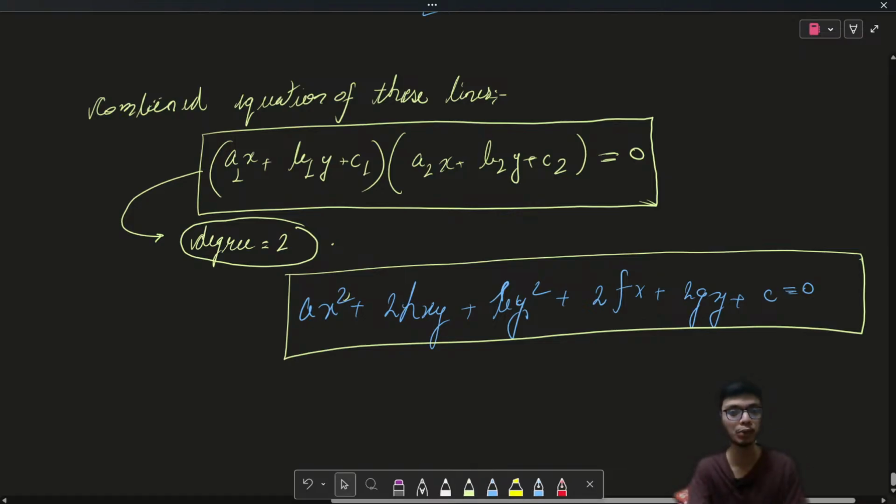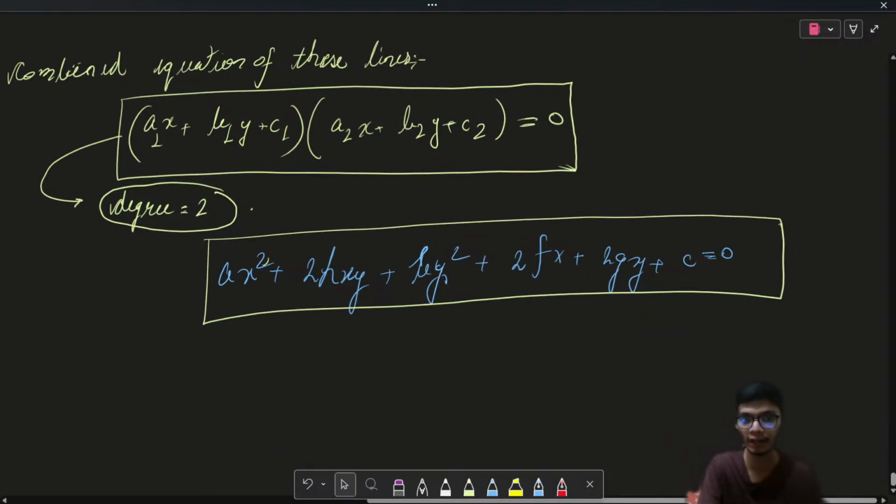2f and 2g, and similarly 2h, right? Now I will explain this particular thing once we move forward, and you will see that this is quite an interesting way to write the equation of the line, right? So now once we write down the combined equation of a pair of straight lines, we'll obtain some form of line like this.